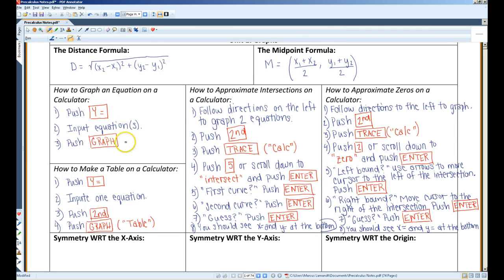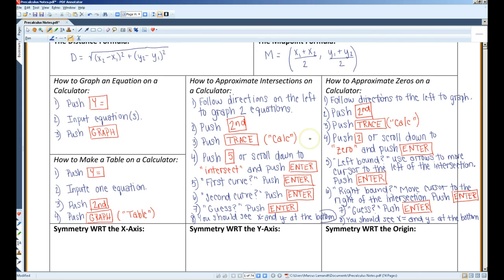There are certain operations that you will need to be able to do on a calculator, and these are a few of them. Go ahead and just copy down the steps for now. We are actually going to do these things as a class at some point. But for now, just copy these down so that you have them in your notes.